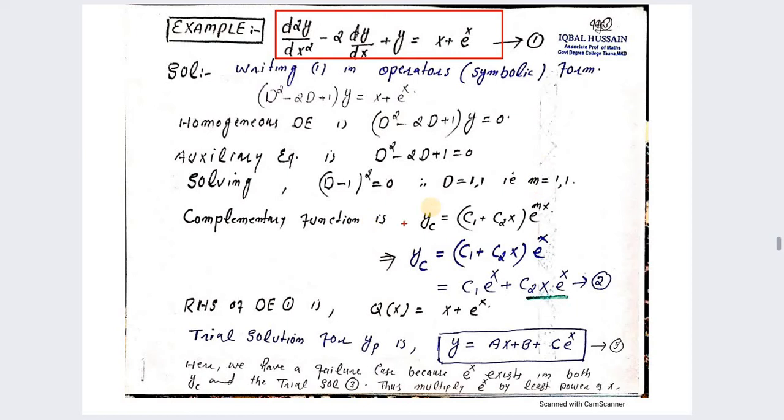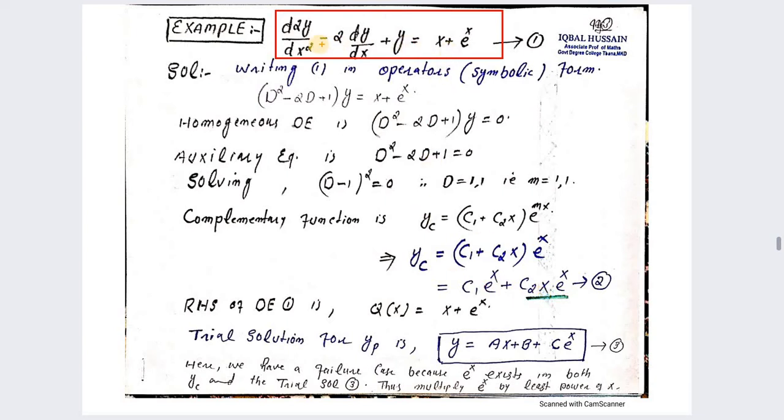Now the complementary function is yc = (c1 + c2x)e^(mx), putting the value of m. So this is the complementary function, and this can also be written as c1 e^x + c2 x e^x. Now this is the complementary function.